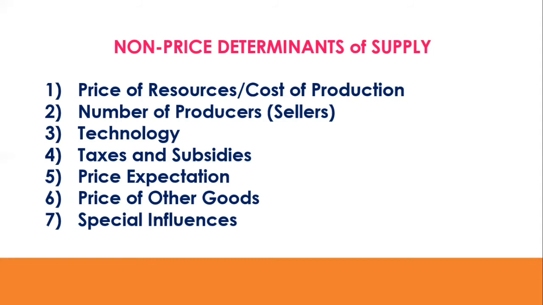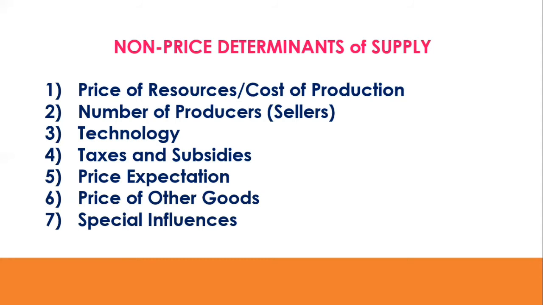And also second, the number of producers or sellers. So if there are more sellers in the area or more factories, it means an increase in supply, and fewer sellers or producers means less supply of goods and services.